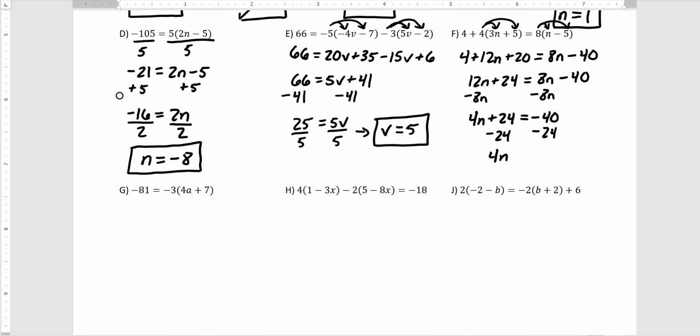So I'll have 4n equals negative 40 minus 24. That would be, goodness, negative 64. And I can divide by 4. I can divide by 4. And that would tell me that n is going to equal negative 64 divided by 4, which is negative 16. So n will equal negative 16.